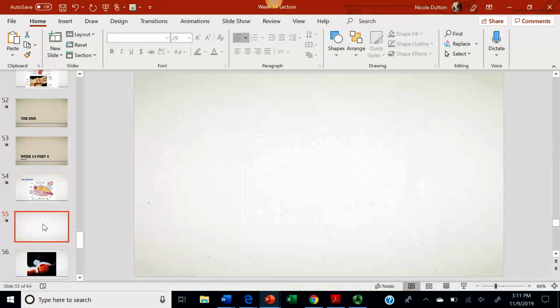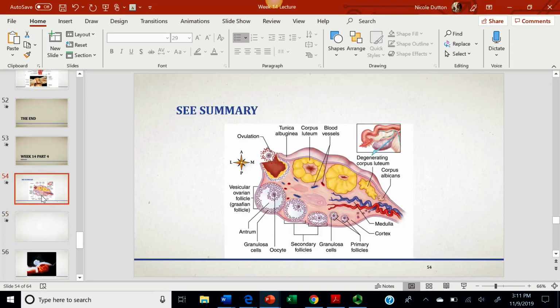Producing a baby starts with the release of the egg from the ovary. When we look at the ovary here, a female is born with all of the eggs or pre-eggs that they're ever going to have. Those pre-eggs are stored in primary follicles, and the primary follicles contain the primary oocytes.